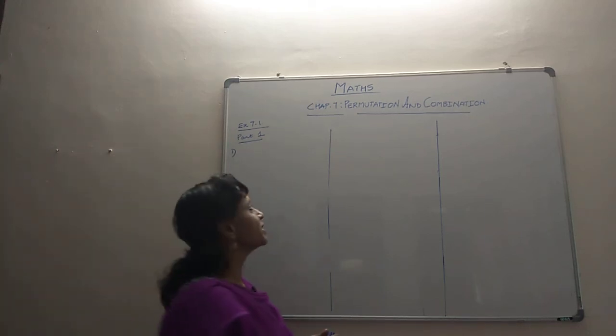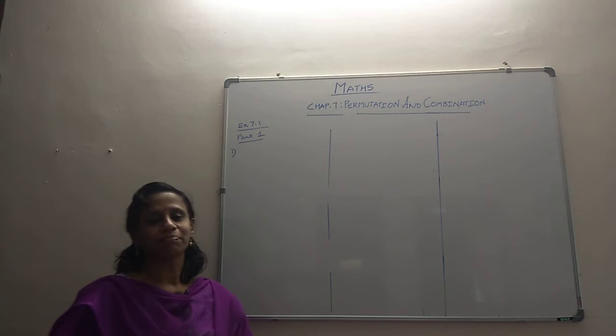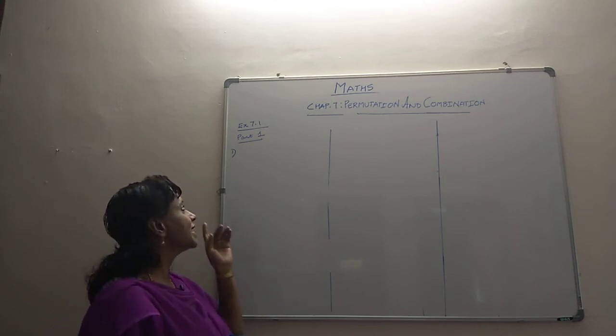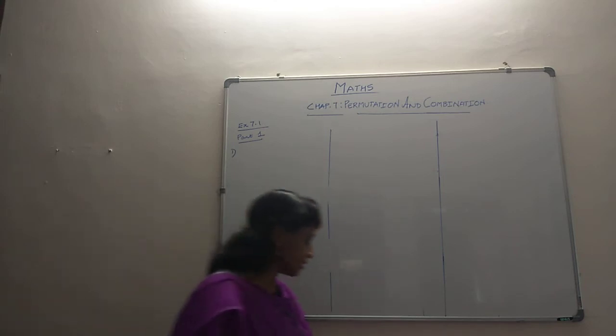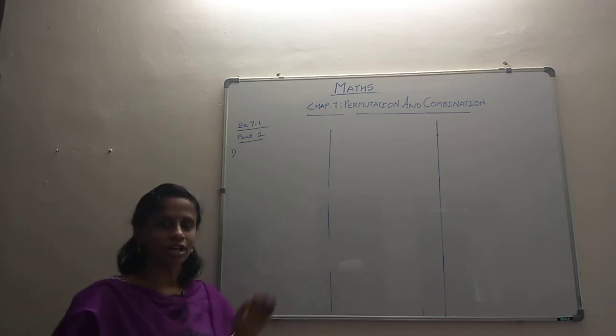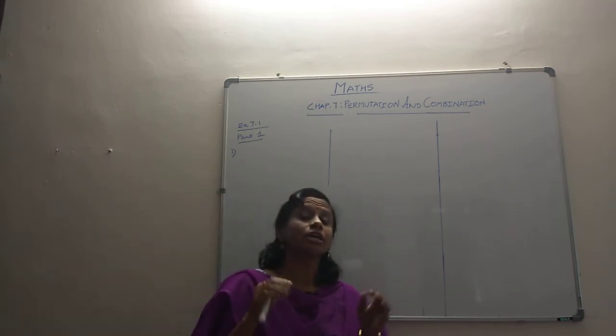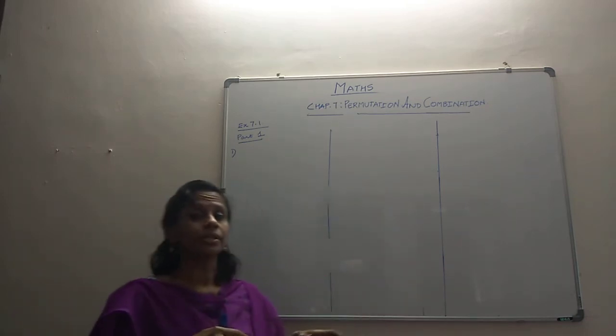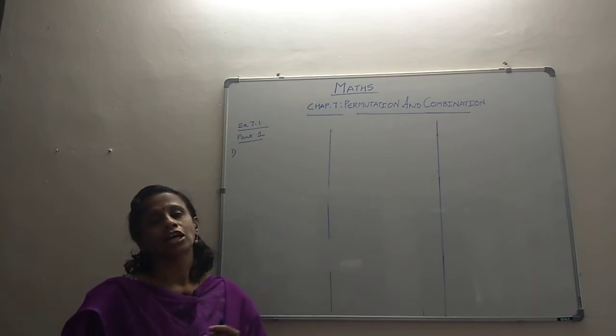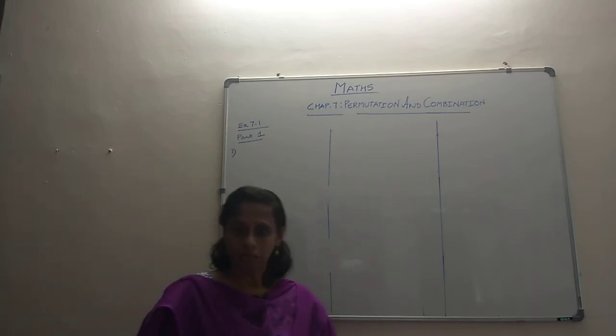Hello folks, we start with chapter 7, permutation and combination. We're going to take exercise 7.1 and this is our part 1 video. What portion we are going to take up in this exercise is the concept called the fundamental principle of counting.